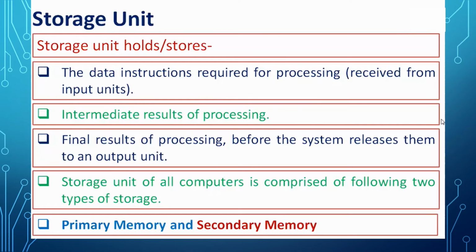Storage unit. The storage unit holds or stores the data and instructions required for processing received from input units, and it holds intermediate results of processing and the final results of processing before the system releases them to an output unit. The storage unit of all computers comprises the following two types of storage, that is primary memory and secondary memory.